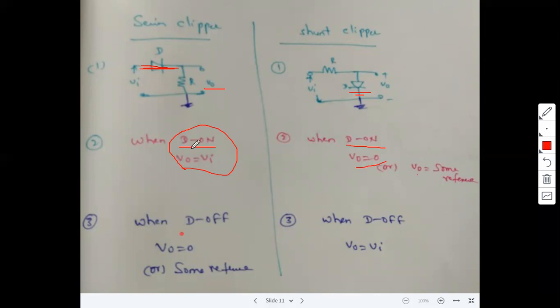Observe a third point. In a series clipper, when the diode is off, the output is equal to 0 or some reference voltage. Suppose this is connected to some reference voltage. With the diode off, current is equal to 0, I into R is also 0, so the output voltage is equal to VR, the reference voltage. Here I'm coming to the parallel, when the diode is off, current is equal to 0, so it is an open circuit, then there is no drop across this resistor R. Why? Because I is equal to 0, V naught is equal to Vi.